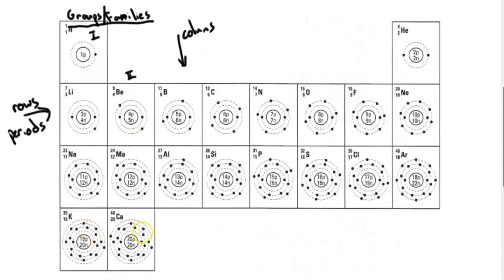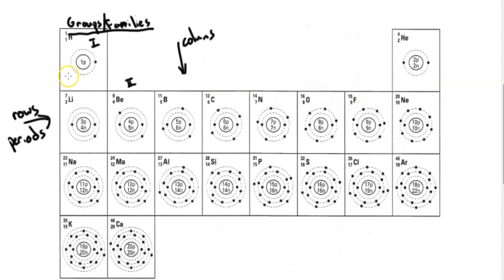The second one? Alkaline earth metals. This is alkali, and this is alkaline. Earth metals. Okay, and then we've got no special names for these.